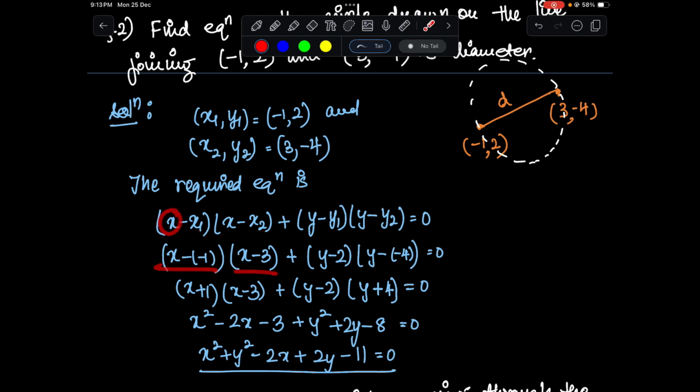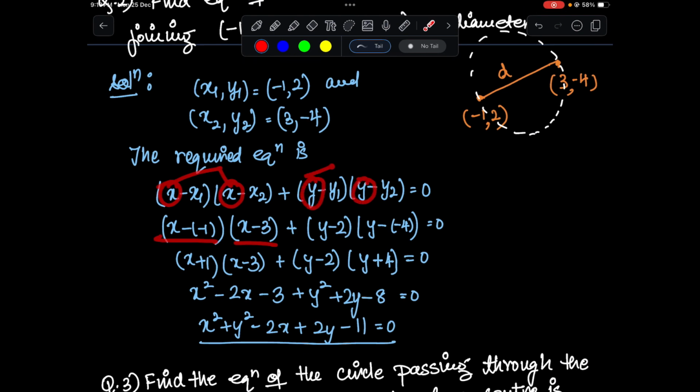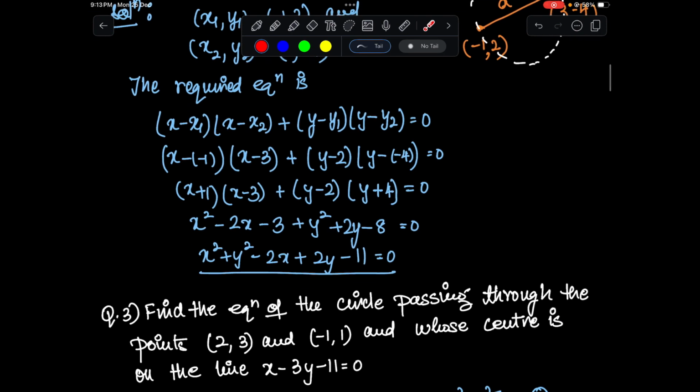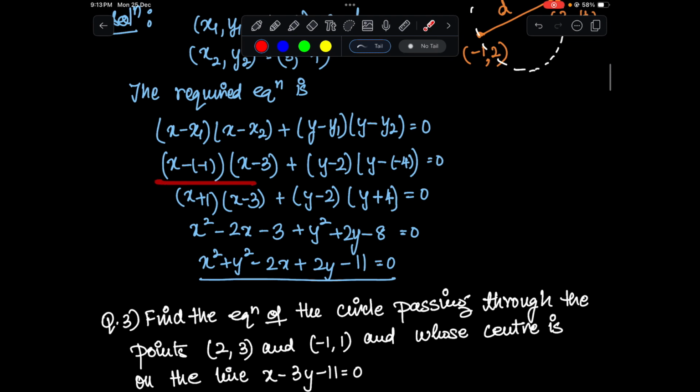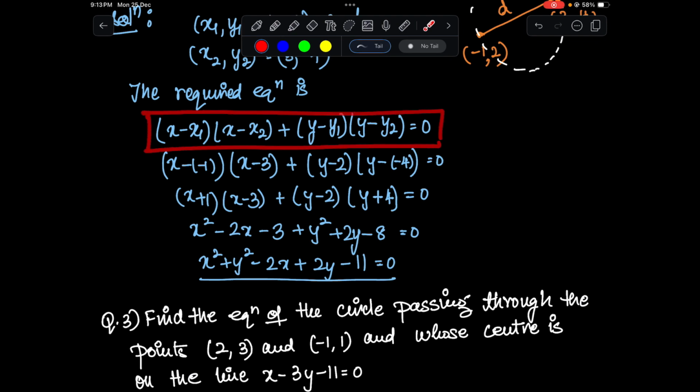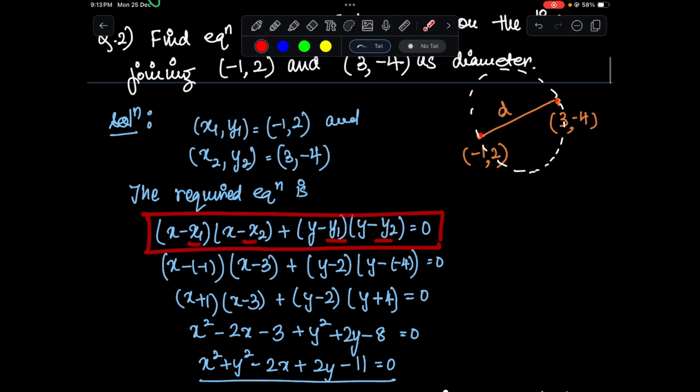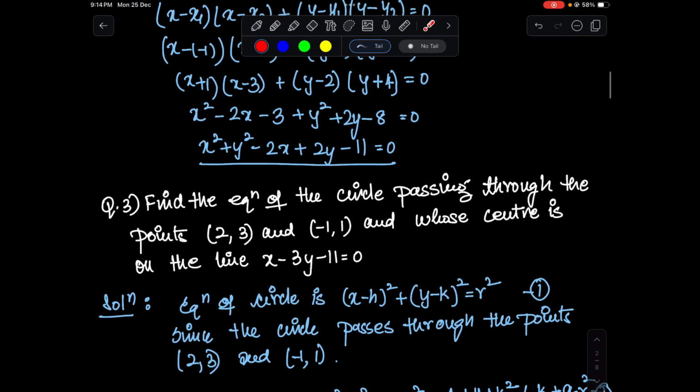Again, since x and x are there, you are going to end up with x square as well as y square, which is very necessary for a circle equation, otherwise it's not a circle equation. So when you will solve, you will get a quadratic equation here in x and here in y. You are supposed to again combine and write into this format. So the most important thing to memorize over here is this, where (x1, y1) and (x2, y2) are the endpoints of the diameter through which the circle is passing.